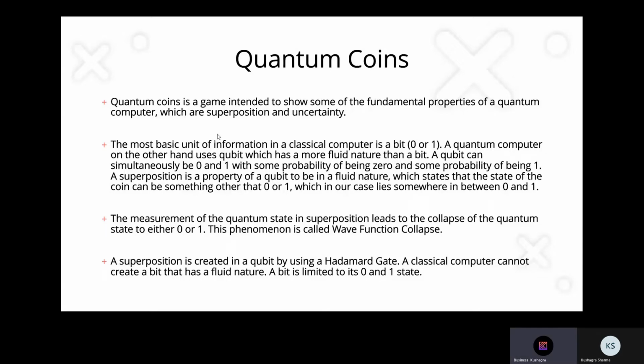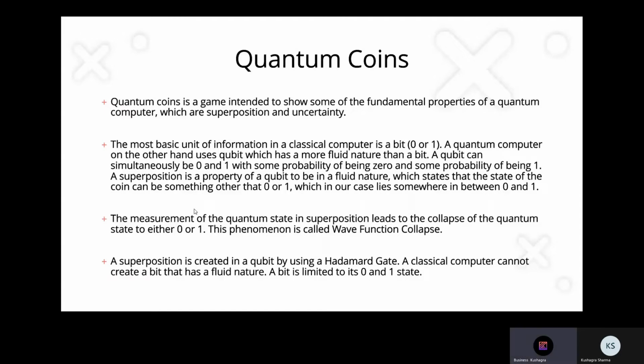The most basic unit of information in a classical computer is a bit, which has discrete values, 0 and 1. A quantum computer uses a qubit, or quantum bit, which has a more fluid nature than a bit. A qubit can simultaneously be in a state of 0 and 1, which is called the superposition of a qubit. The measurement of this qubit causes the collapse of the quantum state to either 0 or 1, which is the wave function collapse.